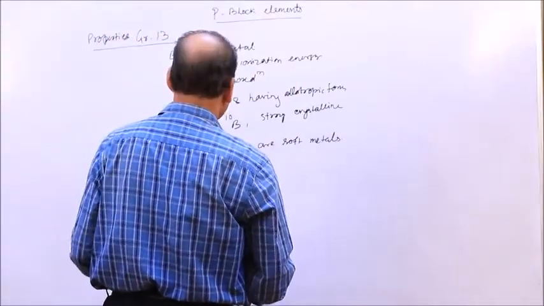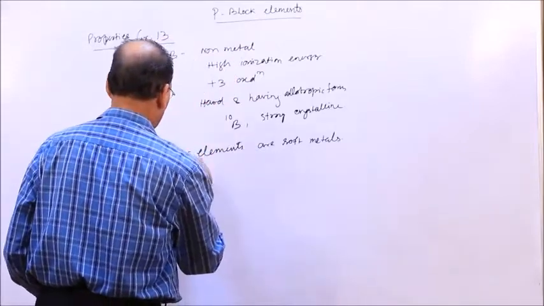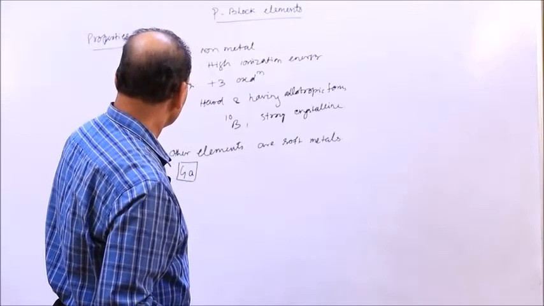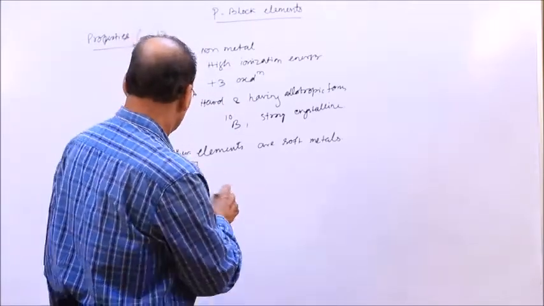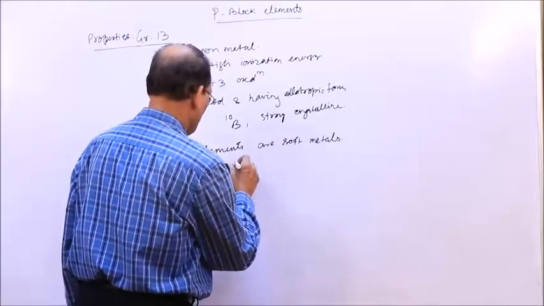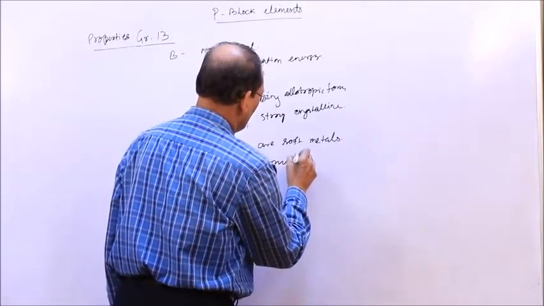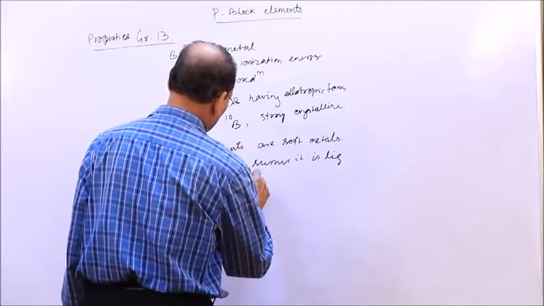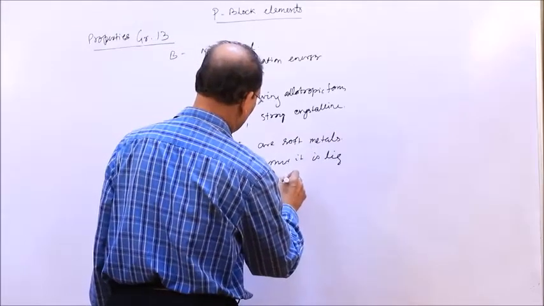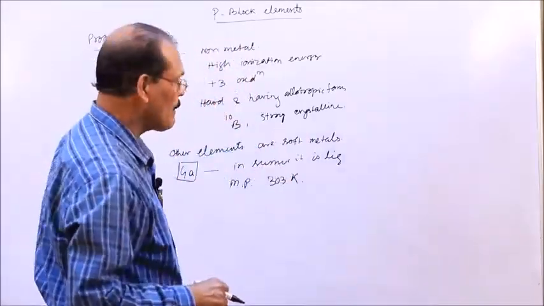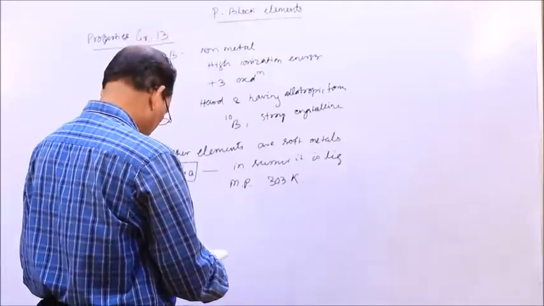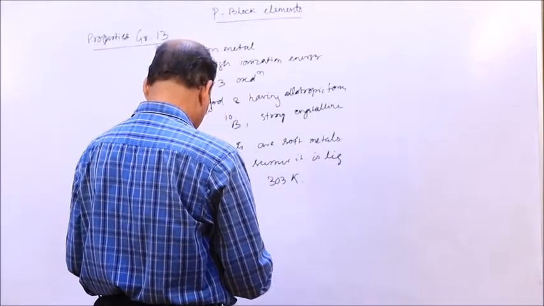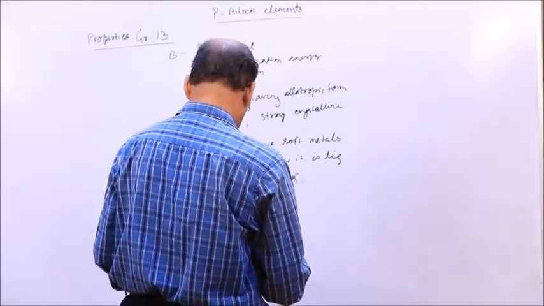We will see that gallium in normal conditions is solid, but in summer it is a liquid, because the melting point of gallium is 303 Kelvin, and the rest of the elements have high melting points and exist in solid form.